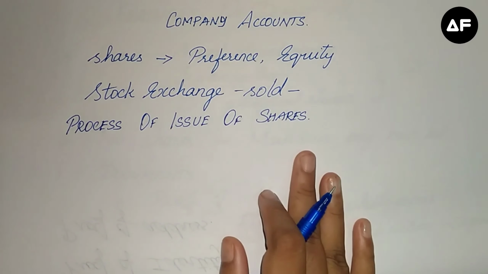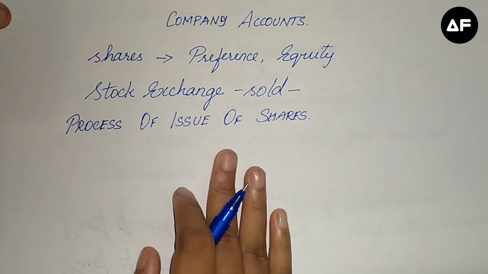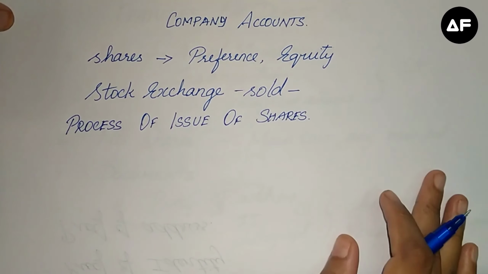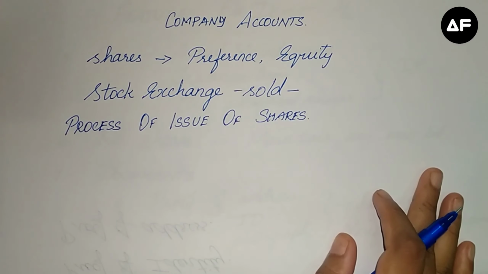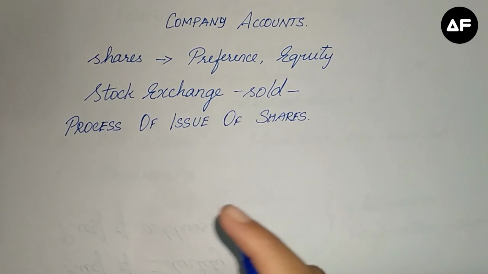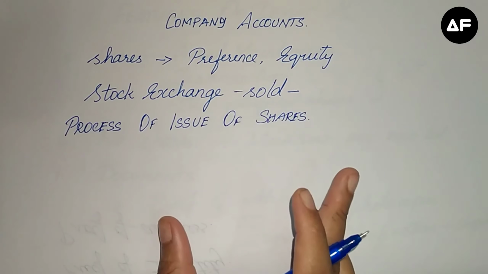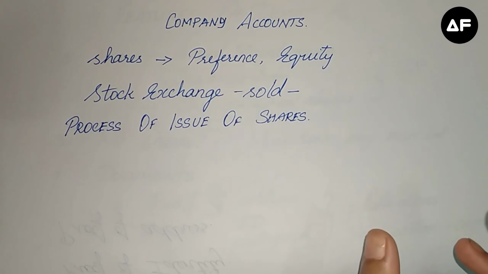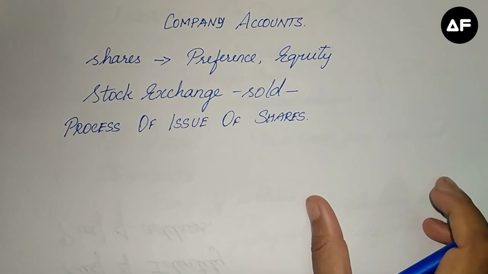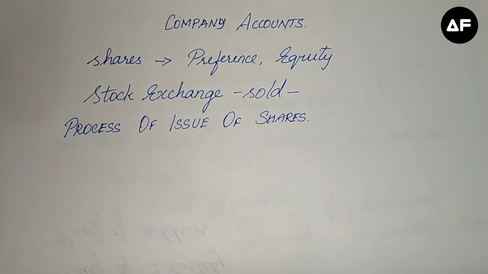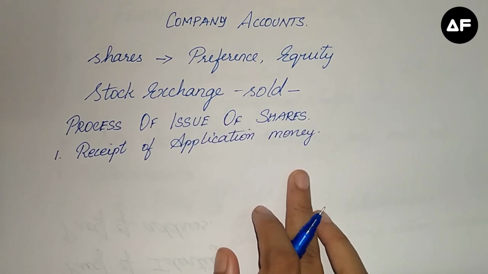So process of issue of shares, for you all to easily understand, I have compared it with your college admission. So that is very easy to understand because you will be facing it in your near future, right? So the steps I have compared it with your college admission, and likewise I will give you the entry, that is in this company accounts you will be giving journal entries to record the issue of shares. First one is receipt of application money.